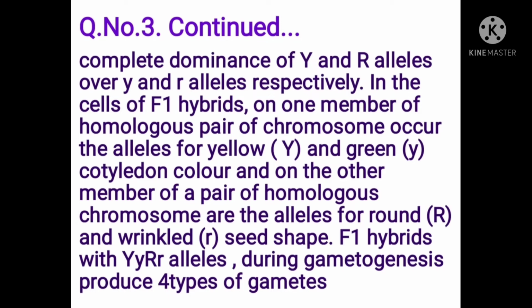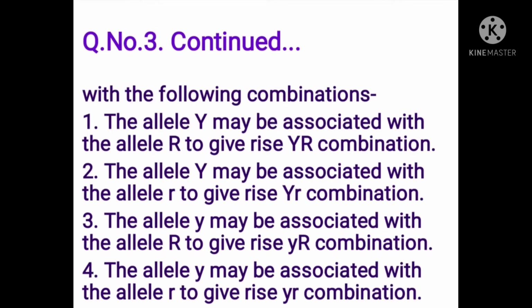In the cells of F1 hybrids, on one member of a homologous pair of chromosomes occur the alleles for yellow capital Y and green small y cotyledon color, and on the other member of a pair of homologous chromosomes are the alleles for round capital R and wrinkled small r seed shape. F1 hybrids with capital Y small y capital R small r alleles during gametogenesis produce four types of gametes with the following combinations.